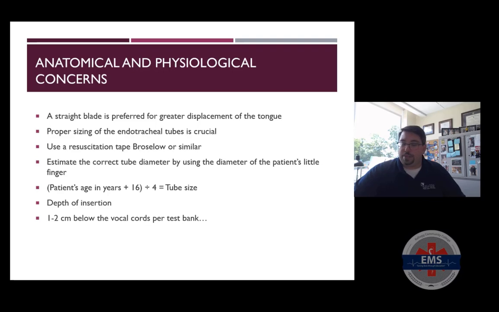We also should use a resuscitation tape like a Broselow tape or a MyMedic tape to help ensure a proper size of equipment and a proper weight-based dosing of medications. We can also estimate the diameter of the tube by using the patient's pinky finger, or this formula becomes important: for the patient's age in years, we add 16, and then divide that by 4, and that will give us the tube size. We know the depth of insertion should not be any further than the radiographic tape line on the endotracheal tube, or just until the cuff on the endotracheal tube disappears. Remember, it should just go 1 to 2 centimeters below the vocal cords per our test bank.